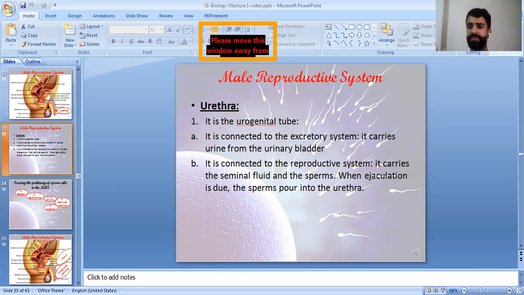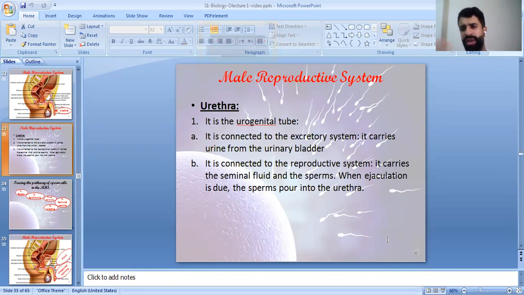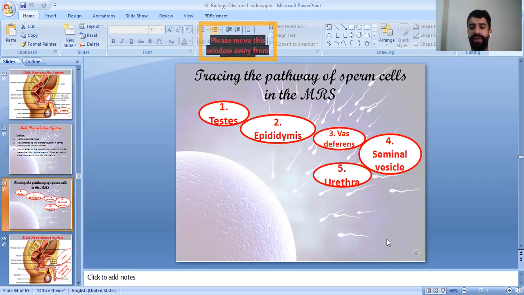So the urethra has a double role. It's a urogenital tube, meaning that it allows the passage of urine and it allows the passage of the sperm cells. These are connected together. Other than the female reproductive system, we're going to talk about this a few minutes later. So here we have testes, epididymis, vas deferens, seminal vesicle, and the urethra.